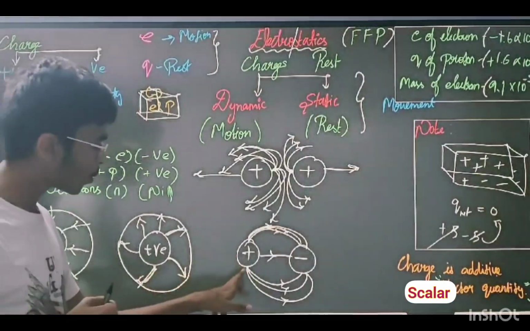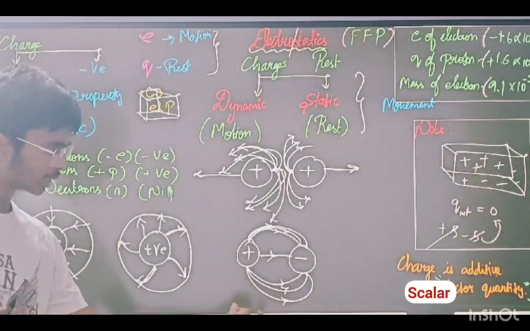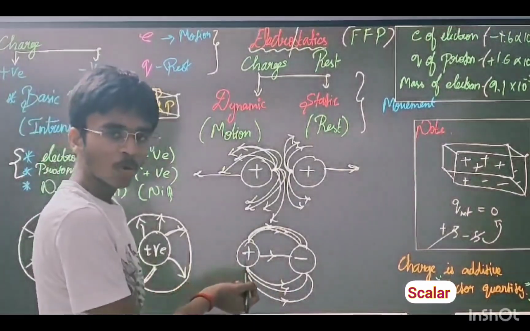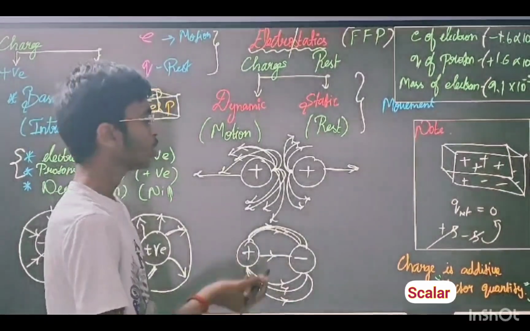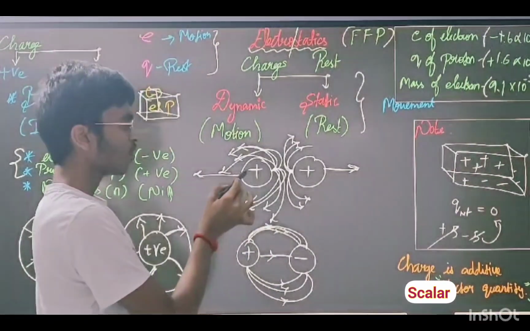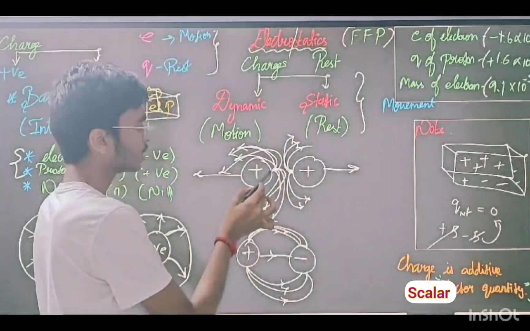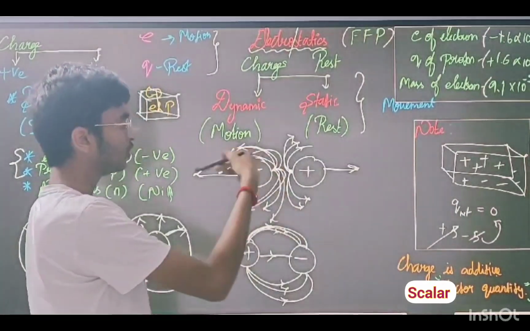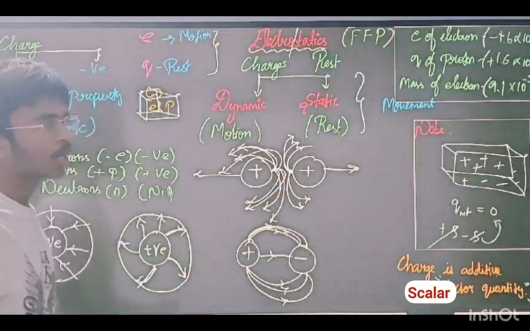See, when a positively charged body and a negatively charged body are kept together, this positively charged body's field lines will be attracted by this negatively charged body. Here also it is the same. When a positively charged body and another positively charged body are kept together, the electric field from this positive body will be deviated outwards. Here also it will be deviated like this. That's what is happening.